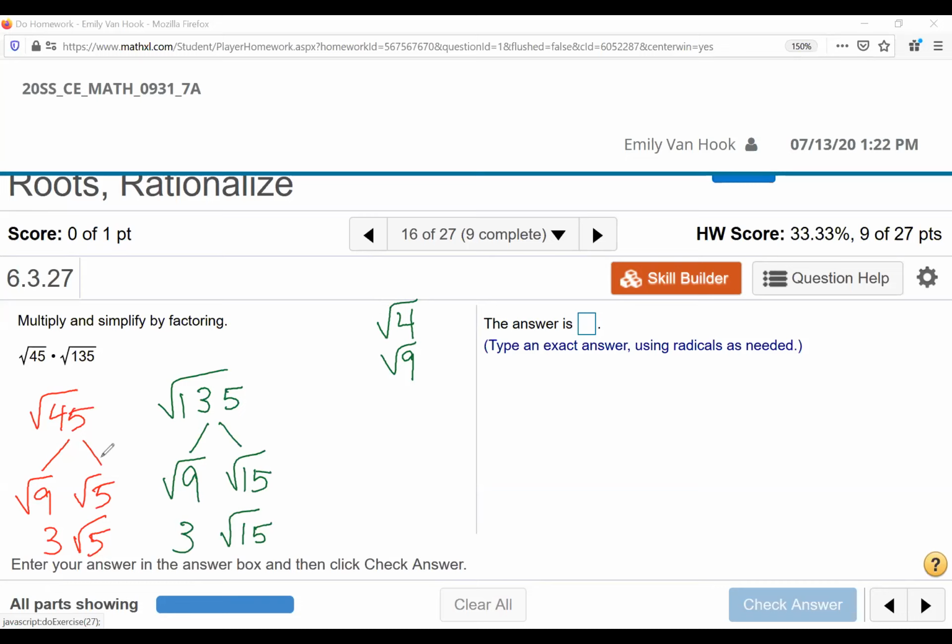Okay, so here's what we have so far. We had the square root of 45 times the square root of 135. 45 got broken down into 9 times 5. The square root of 9 is 3, so that was 3 square root of 5. 135, we broke that down into 9 times 15. Again, the square root of 9 is 3, so we have 3 square root of 15. Let's put it all together. So 3 square root of 5 times 3 square root of 15. Multiply the outside numbers together. 3 times 3 becomes 9. Multiply the radicals together. 5 times 15 is 75. So I have 9 square root of 75. This is not going to be correct, but let's see what message we get if we type this in.